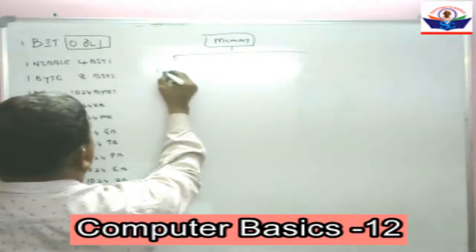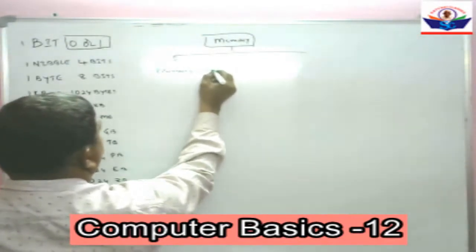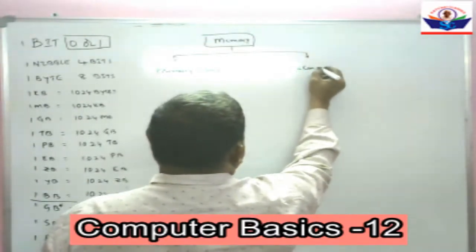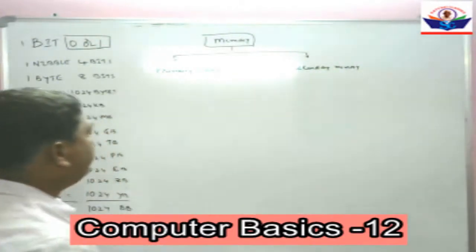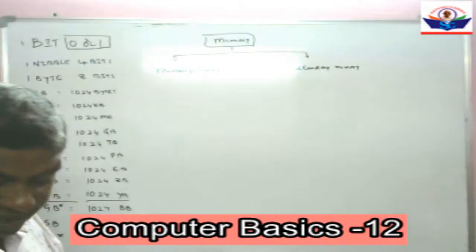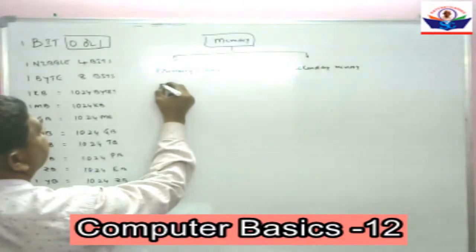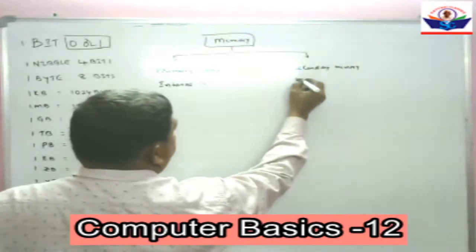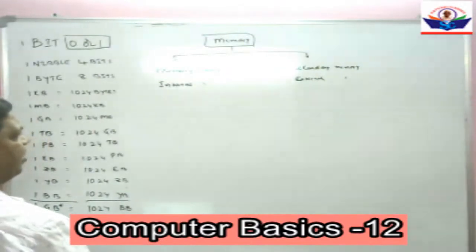First one is primary memory. Second one is secondary memory. Primary memory is also called internal memory. Secondary memory is also called external memory.